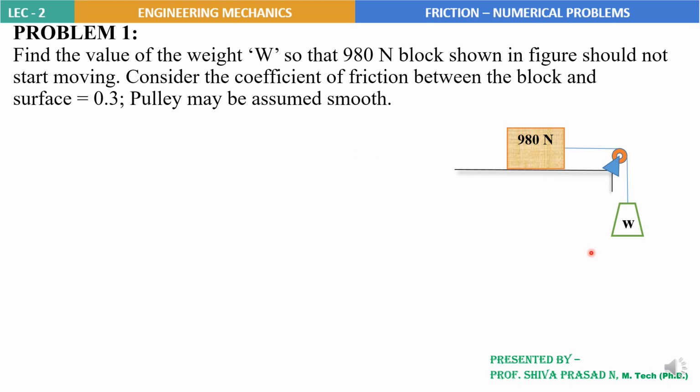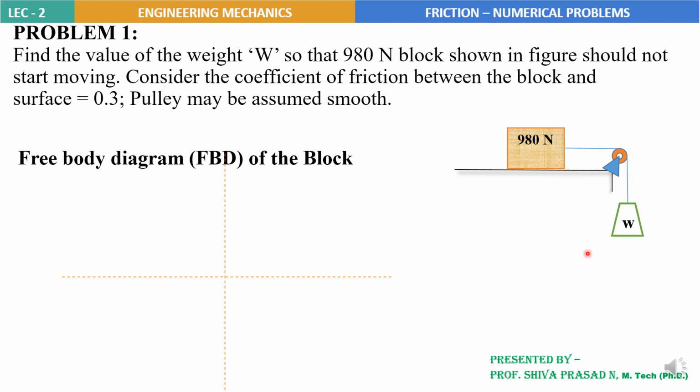To begin to solve this problem, the first step is to draw the free body diagram for the block. I consider the horizontal x-axis and the vertical y-axis, and the block will be placed exactly at the center. The first force in the free body diagram is the weight of the block itself, that is 980 newtons. To counteract this, we have a normal reaction N acting in the upward direction.